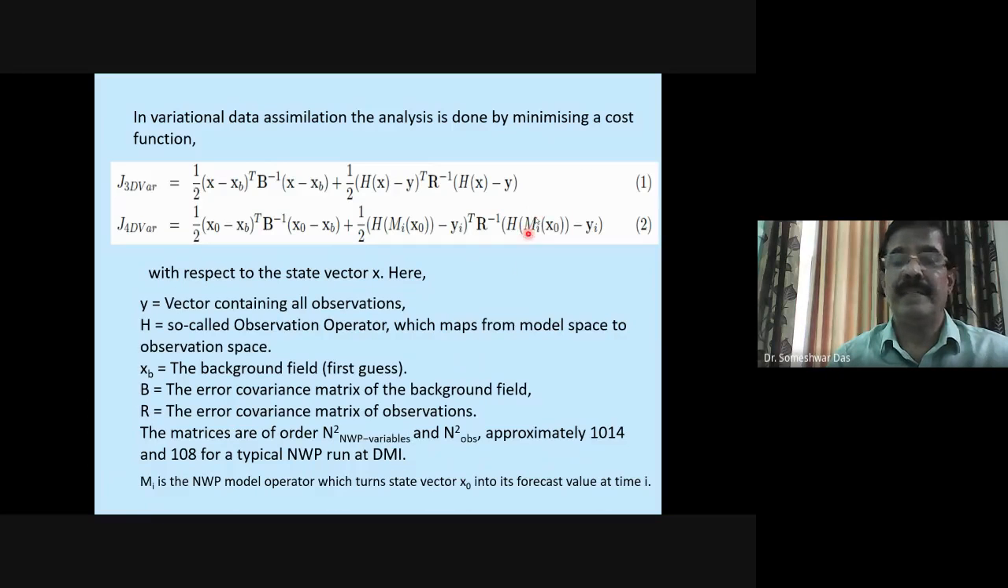Mi, this Mi I was referring to, is the NWP model operator, which turns the state vector x0 into its forecast value at time i. I was telling you that as the model is getting integrated, as long as the observations are available during its integration time, you try to accommodate those observations and correct the model as it is producing the new values. So that is done through this operator Mi. It's called the model operator. So this is the only important difference between 3D-Var and 4D-Var.